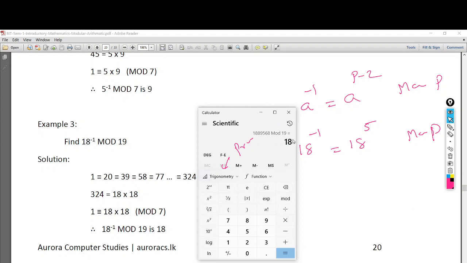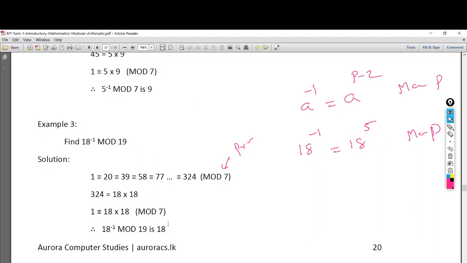From Fermat's little theorem we got that 18. Here also we got that it is 18. So there's a small typing mistake here. This must be mod 19. Because we started with mod 19, this must also be 19. This must also be 19. So I will fix it, right? Example 3, I will fix it and upload again because I did some changes to this one.